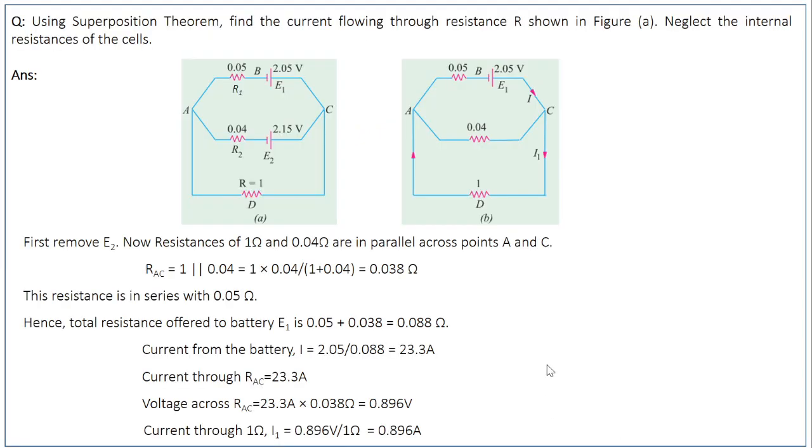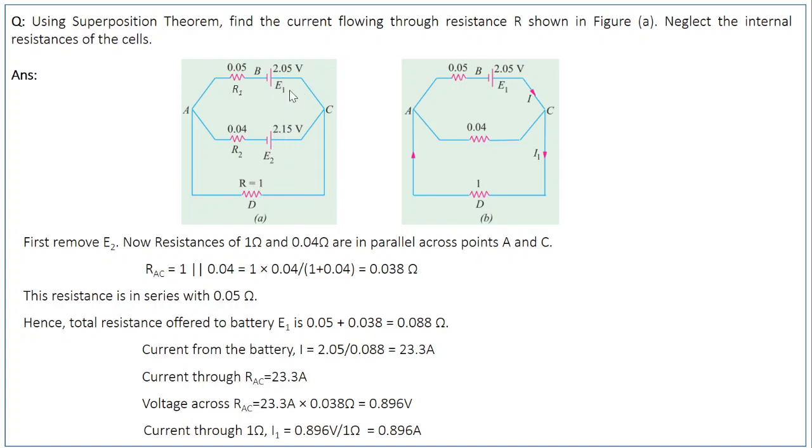Let's do a quick problem based on superposition theorem. Using superposition theorem, find the current flowing through resistance R shown in the figure. You can neglect the internal resistance of the cell. We have three resistances, R1 equal to 0.05 ohm, R2 equal to 0.04 ohm, and resistance R equal to 1 ohm. And this is a multi-generator network.